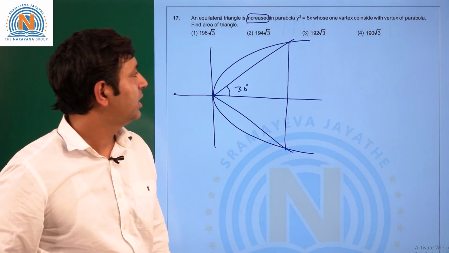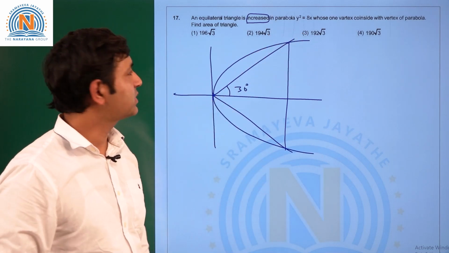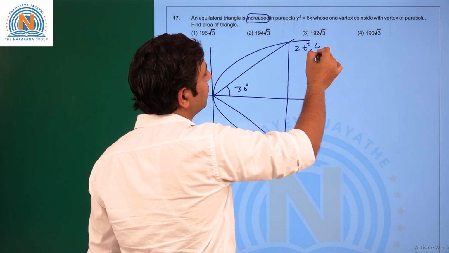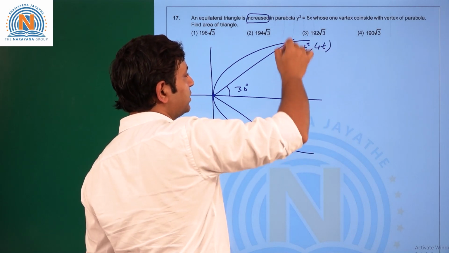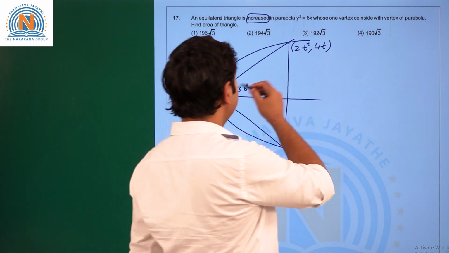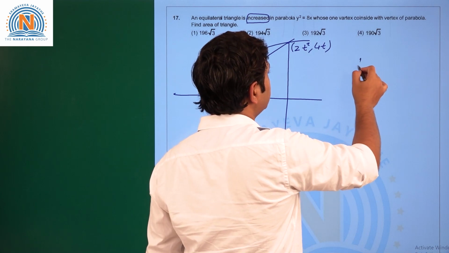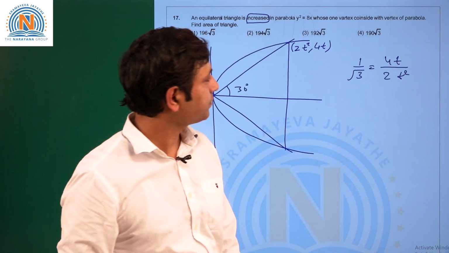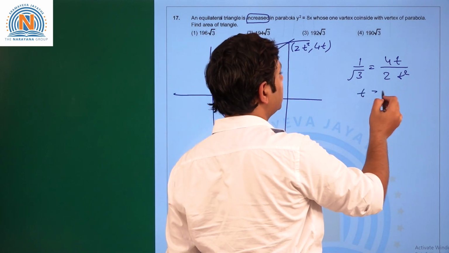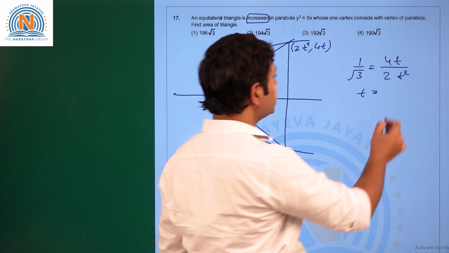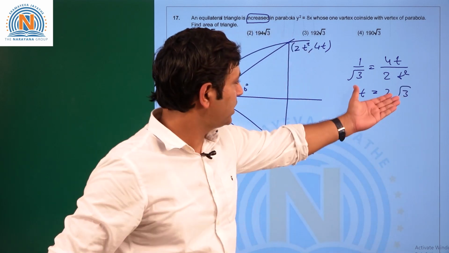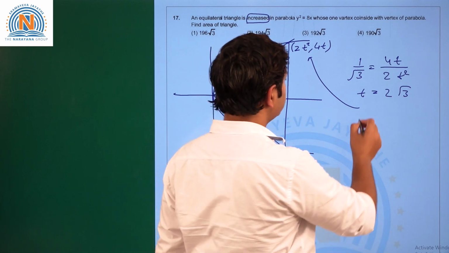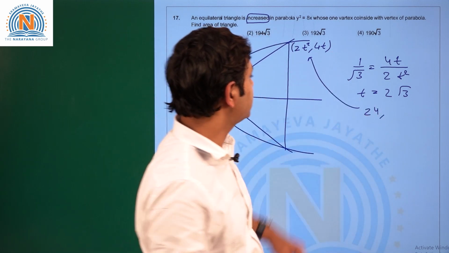This point, as a general point on the parabola, can be taken as (at square, 2at). A is 2, so (2t square, 4t), which means this distance is 4t, this distance is 2t square. The ratio is tan 30. So tan 30, which is 1 upon root 3, is the same as 4t upon 2t square. This will give us t as 0, which is for this point, not for that point, or t is equal to 2 root 3. Putting back, this point is (2t square, 4t), which is (24, 8 root 3).